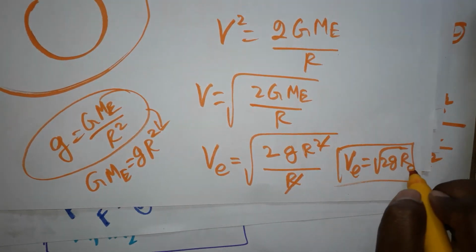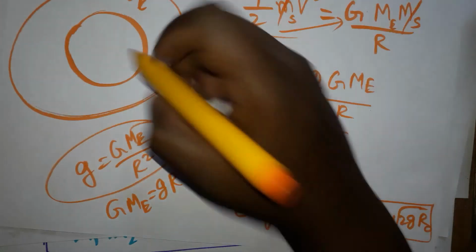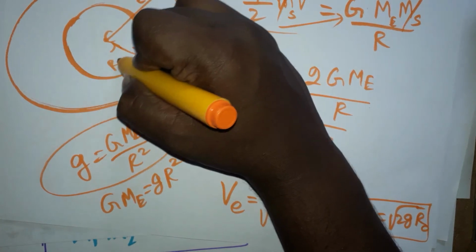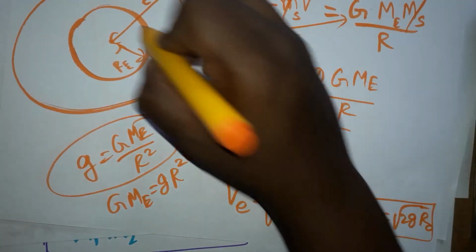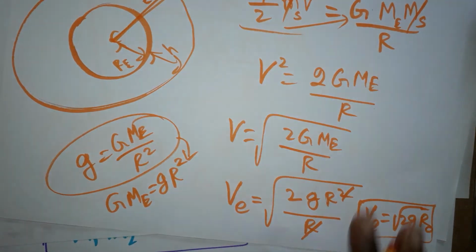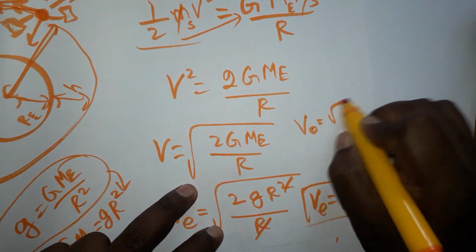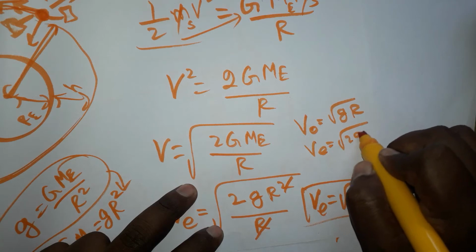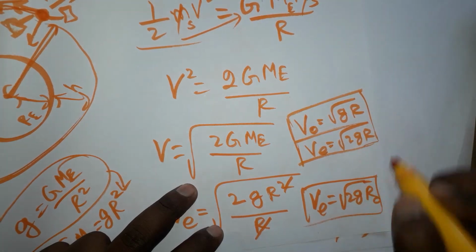Here r is the orbital radius. Orbital radius means from here to here. In case it is the radius of the earth plus height, this is going to be changed to Re plus h. So that is the orbital radius. So orbital velocity is equal to root of g r, and escape velocity is root 2 times g r. This is what we are learning, orbital and escape velocity.